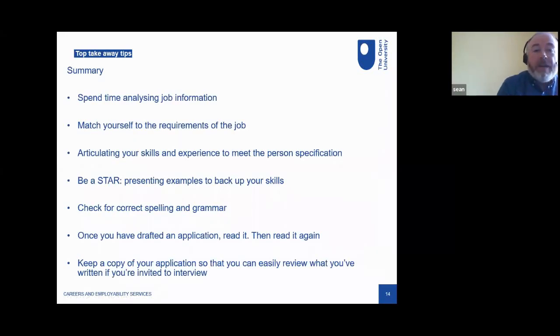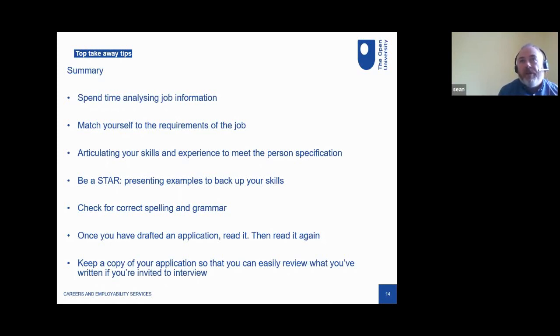Just to summarize, top tips. I know it was 20 minutes, it was very quick, and we didn't go into any great detail, but really do take time analyzing the job information. If you see a job that you're interested in, look at the criteria, look at the personal spec. I would highlight or underline the key skills. So jobs will say stuff like, must be an excellent team player, must have excellent communication skills. If they're saying that, highlight team skills and communication and make sure you put that into your application form. So it's all about matching yourself to the job requirements.